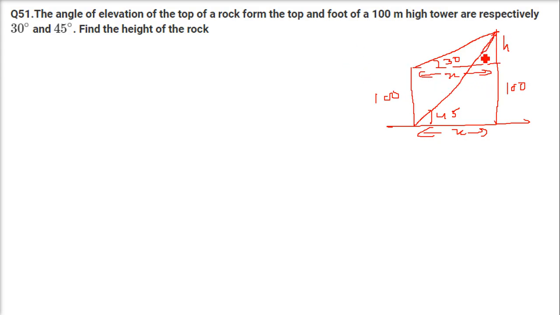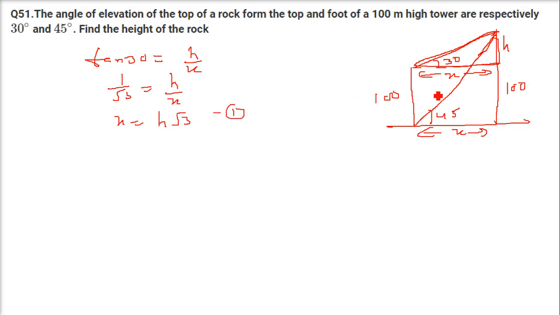So I'll take this triangle first. So tan 30 degree will be equal to h by x. So tan 30 is 1 by root 3, and this is going to be h by x. So x will be equal to h root 3. This is our first equation.